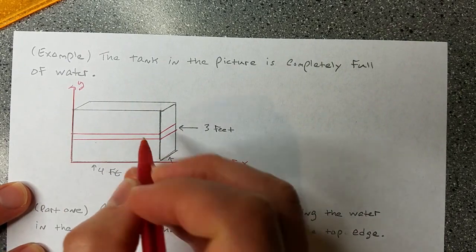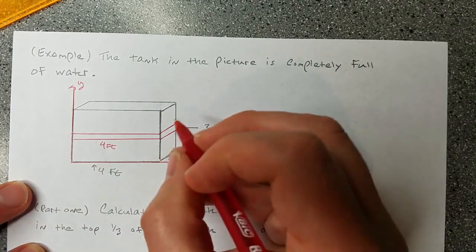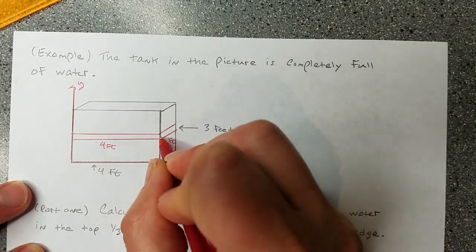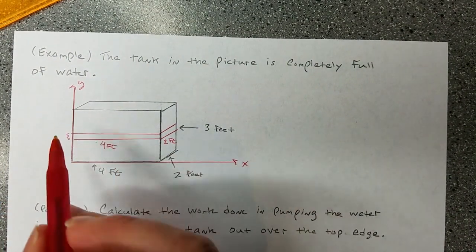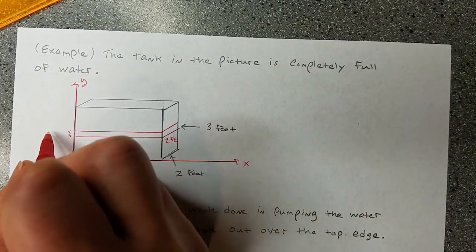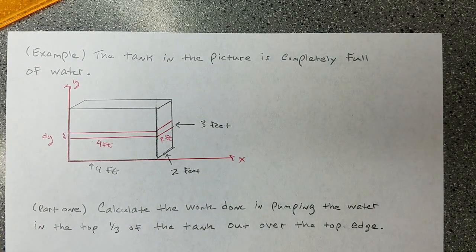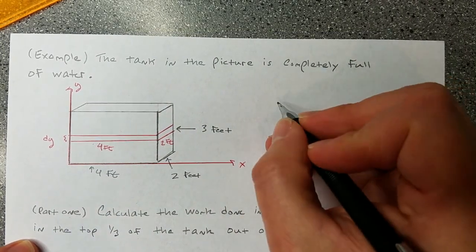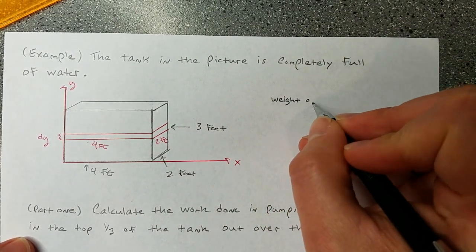So this slice right here, it's 4 feet wide, 4 feet this way. It's 2 feet this way, okay? And I'm going to say that the thickness, now this is the tricky part, because I said this is thinner than you can imagine, super thin. I'm going to say the thickness is dy. All right? That's going to seem weird, but that's how you do it. So here's how we do it. We calculate the weight of the slice.